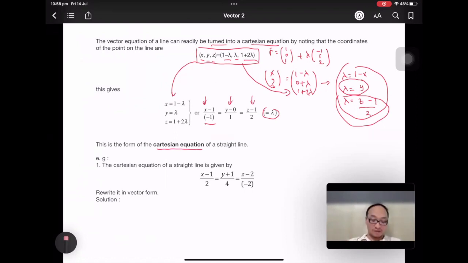And if you notice, 1, 0, 1 is the initial point. Negative 1, 1, 2 is the direction vector. So the one on the top is the initial point, the initial coordinate, while the one at the bottom is the direction vector.